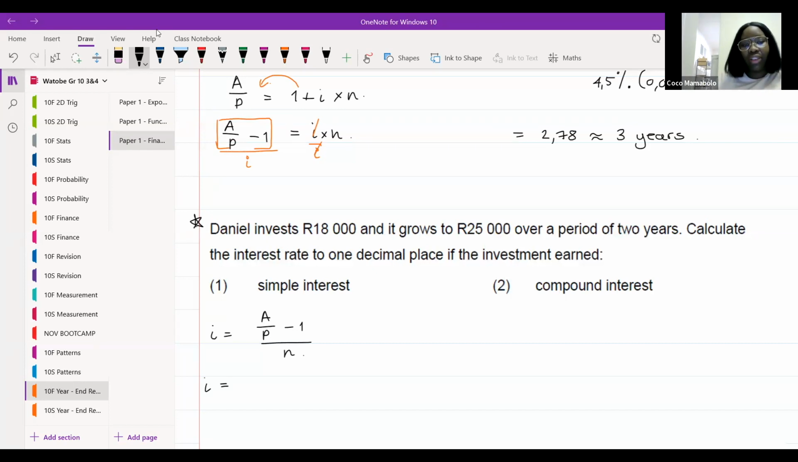Okay, let's plug in some of these values. Our interest rate is (25,000 over 18,000 minus 1) all over 2, because it says it's for 2 years. If I punch that into my calculator, I get 0,194 recurring. But I know that it's an interest rate and it's calculated out of 100, so I'm going to need to multiply that by 100. My answer then comes out as 19.4%.